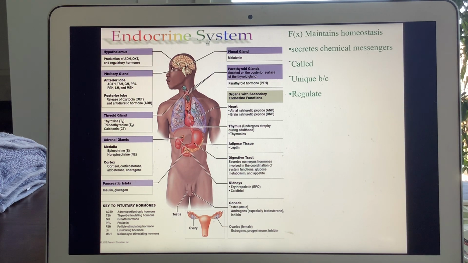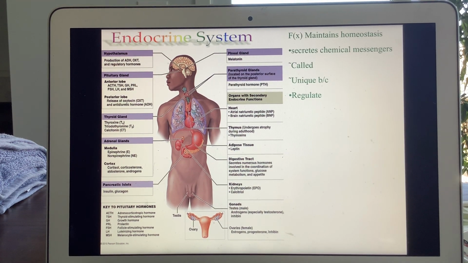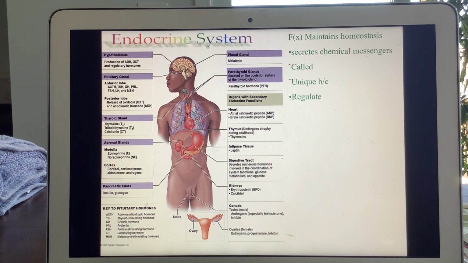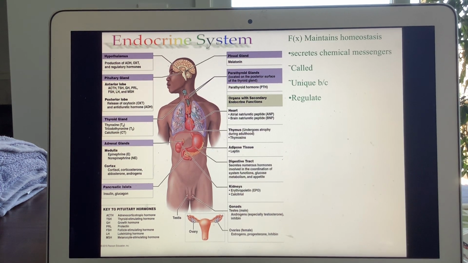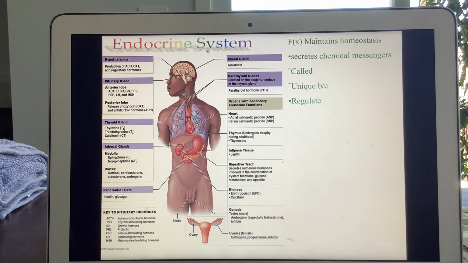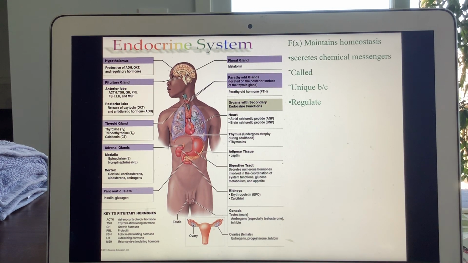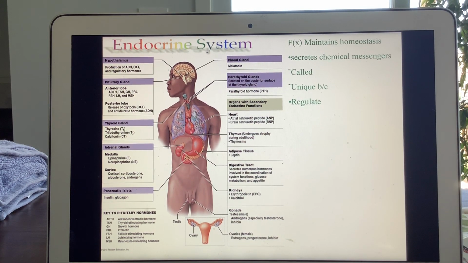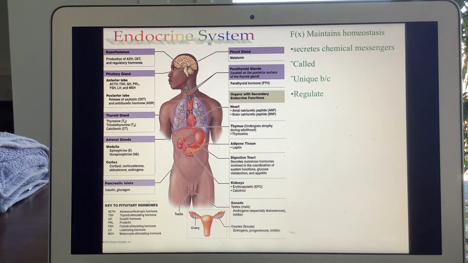So when we talk about the endocrine system, it's going to maintain homeostasis, that we know our physiological states. It's a range, not a set point. The endocrine system is going to secrete chemical messengers that are called hormones and that are unique because they're going to be dumped into interstitial fluid, then blood. And the main purpose in maintaining that homeostasis is to regulate metabolism.